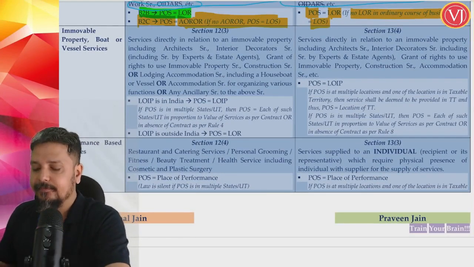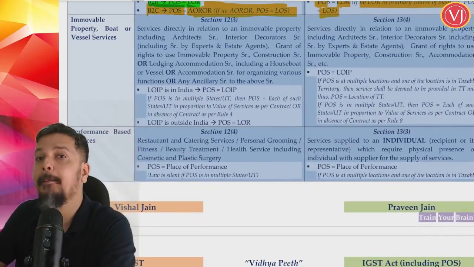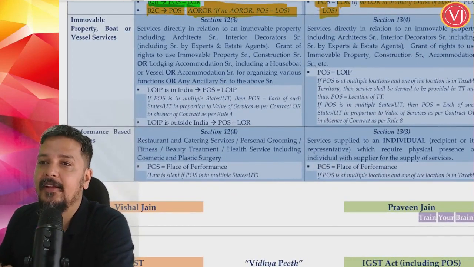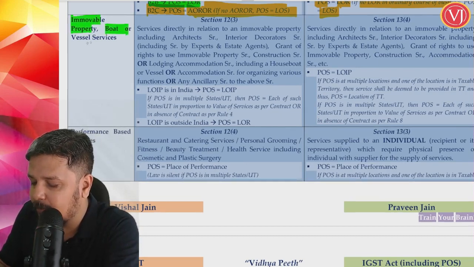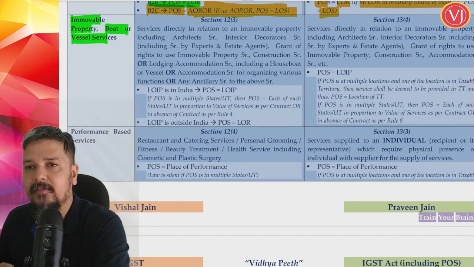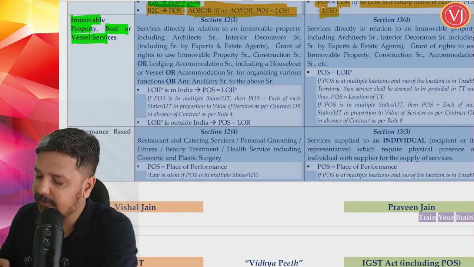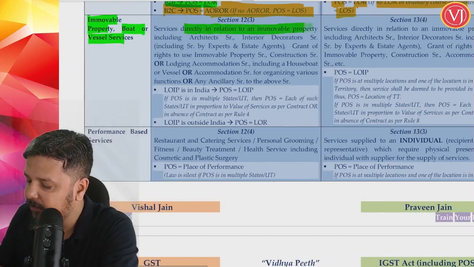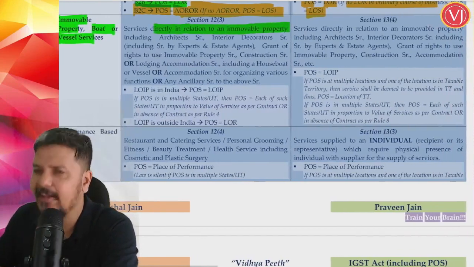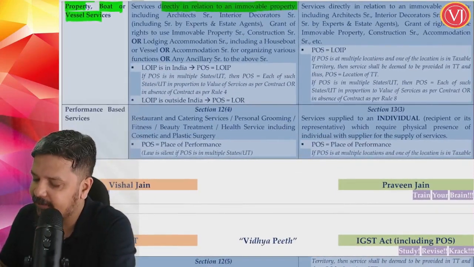Second category. Now, we are talking about specific categories. Now, we will be comparing. Immovable property related services, boat or vessel related services. If it is section 12, if a service is directly in relation to immovable property, and they give the examples: architect services, interior decorator services, expert services, estate agent services.